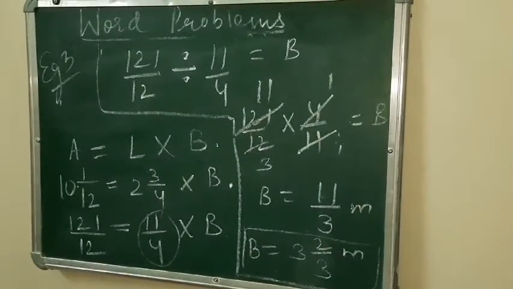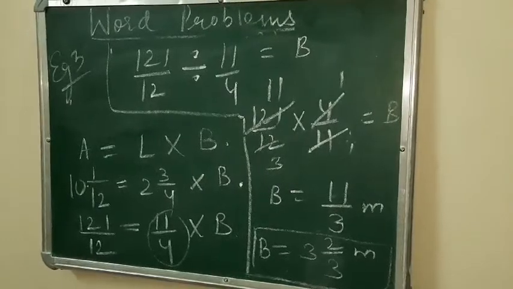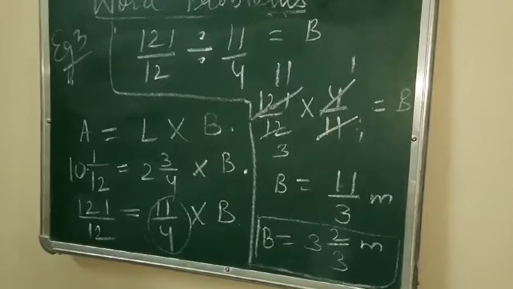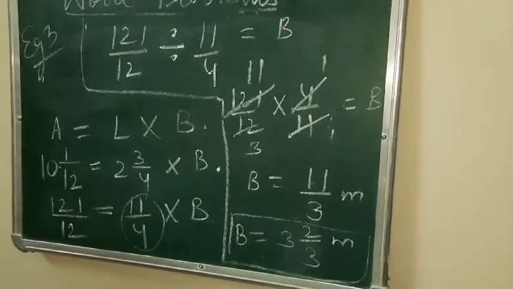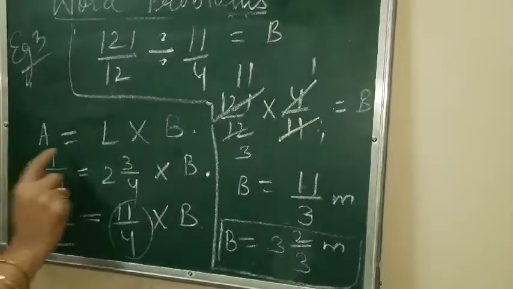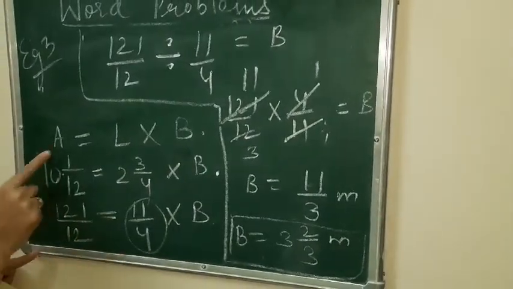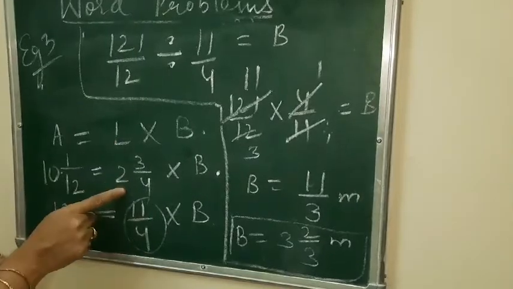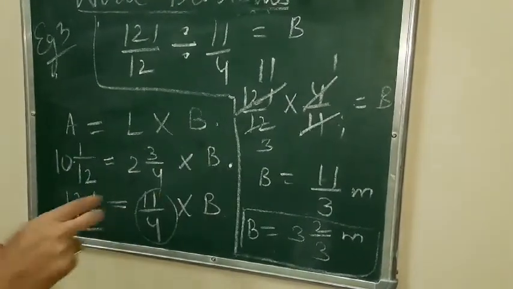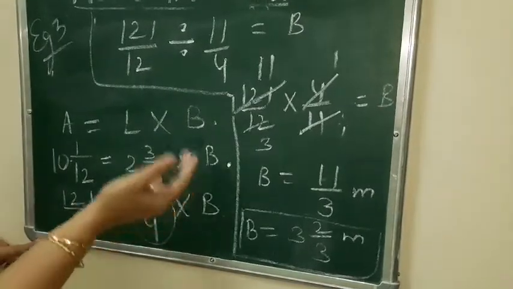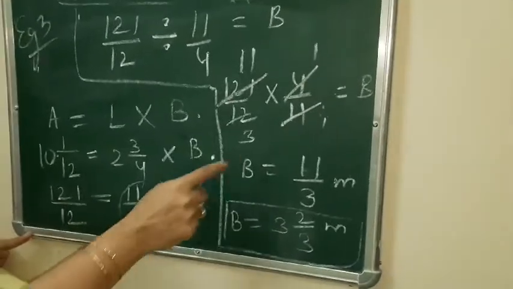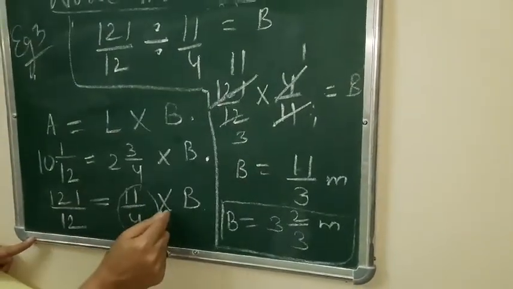Is it clear? Again I can repeat: area was given in the question, length was given in the question, and you have to find breadth. So immediately we'll think of the formula for area of rectangle. Area of rectangle is L into B. Just put the values in this equation. Area is given 10 1 by 12, length is given 2 3 by 4 into B. Now as we have to find B, whatever is written along with B needs to be shifted to the other side. When it shifts, it will become division, because here it was multiplying.